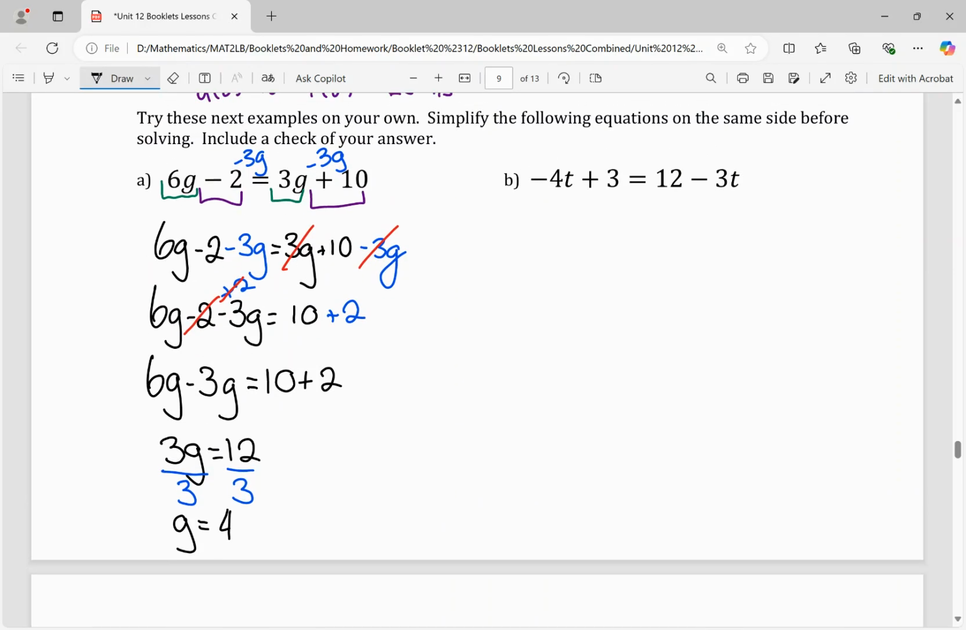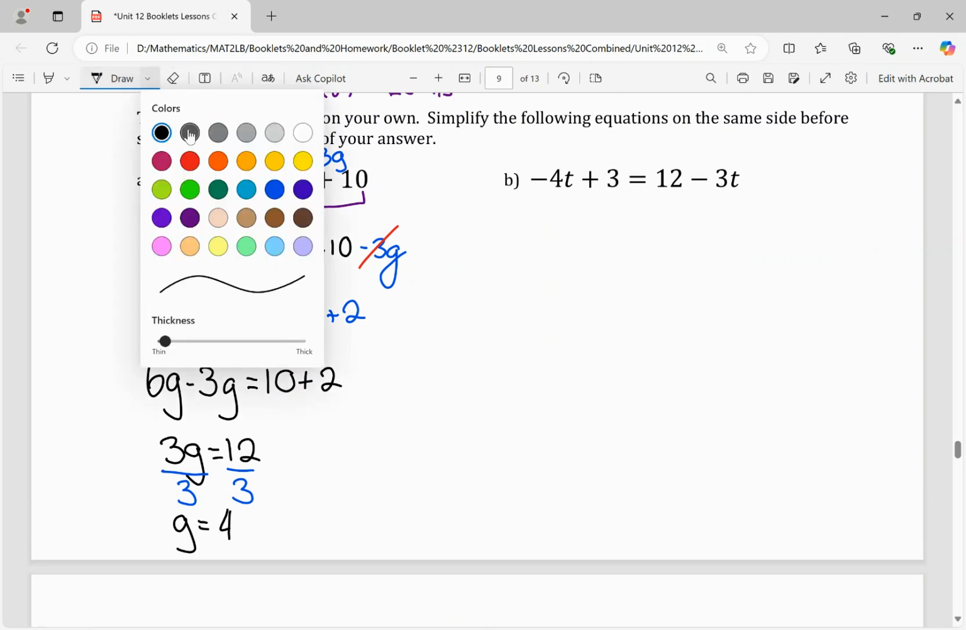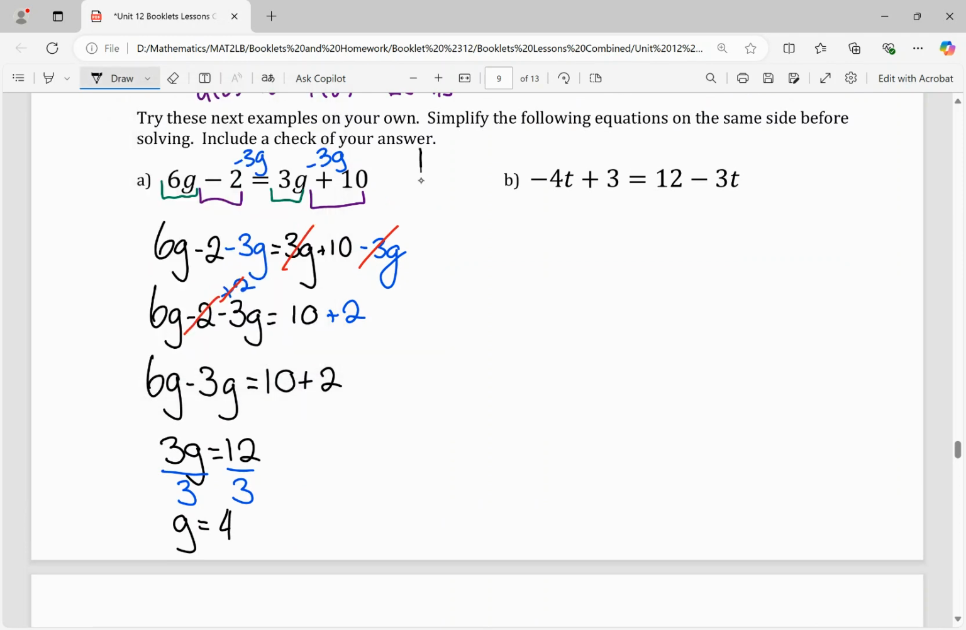So the answer is that g is equal to 4. I'm not going to check this one because we've run out of space on the page. But if I have room, I'll check the next answer, okay? But trust me, the answer is g equals 4.